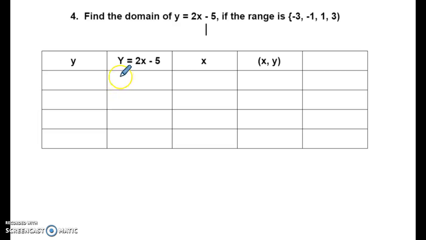So you actually know what this is going to equal, but you don't know what x makes it equal that. So for instance, fill this in. It's going to equal negative 3. It's going to equal negative 1, 1, and 3. And what x makes that true? So negative 3 equals 2 times something minus 5.